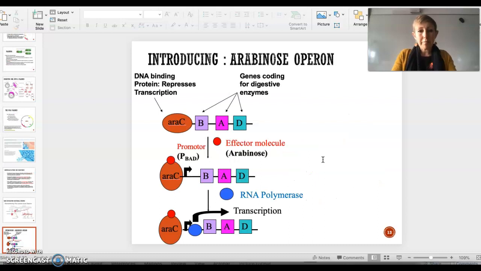So this is a diagram to show you the arabinose operon. So it's very similar to the lac operon. If you remember, the lac operon relies on the presence or absence of lactose to determine gene expression. Here we've got the presence or absence of the arabinose. And the word operon means that we've got a series of genes under the control of a particular promoter. Okay, so we've got 1, 2, 3 genes here that in nature would be expressed to produce enzymes that break down arabinose.